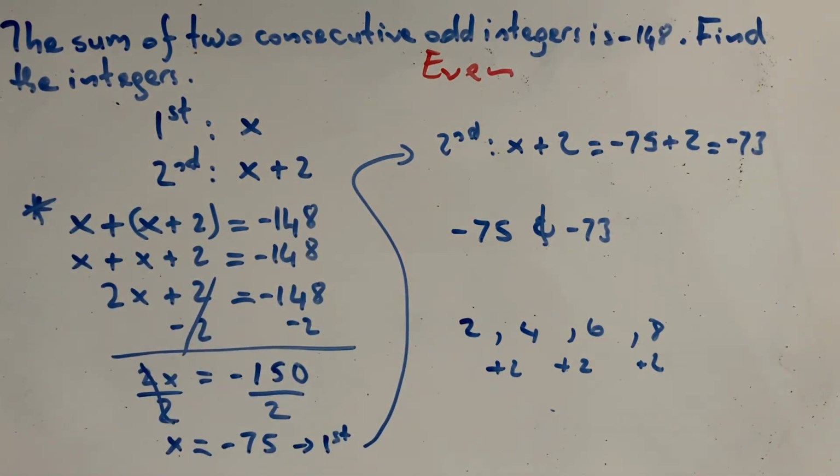So let me state this. If they just want you to find consecutive integers, you need to keep adding 1 to get the next ones. But if they're saying odd integers or even integers, consecutive odd or consecutive even, you need to add by 2. Keep adding 2. So odd and even, you keep adding 2s. That's how you do it, all right?